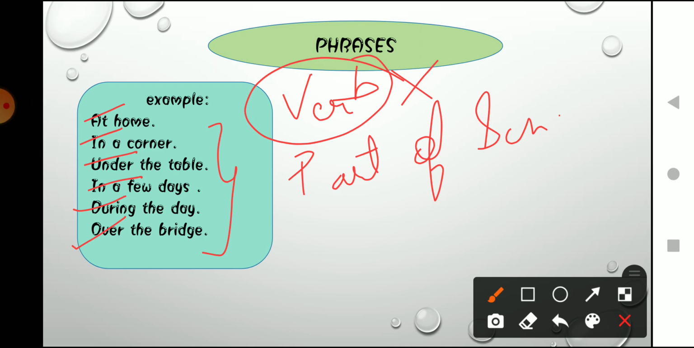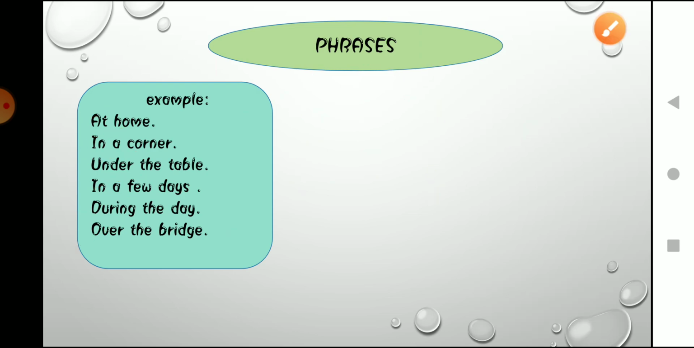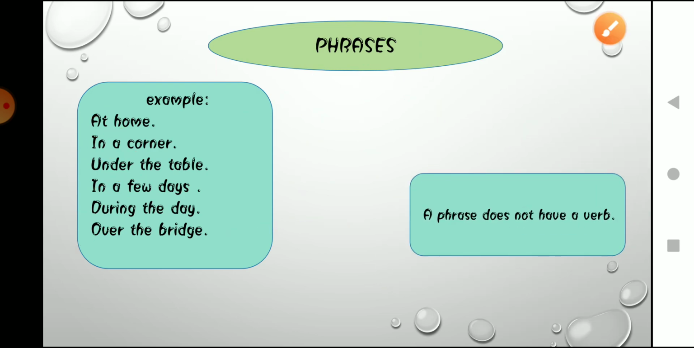By these words we can get the meaning of it, that at home means ghar pe, but what or where we don't know. So this type of group of words which conveys meaning but doesn't make complete sense is known as phrases. Okay, we call them phrases. Phrases don't have a verb in them, and they also make meaning, they make sense but not complete sense.